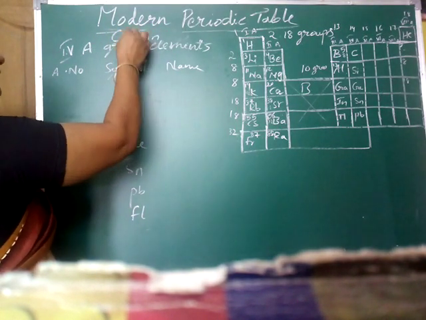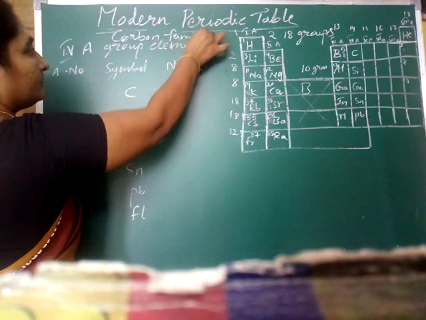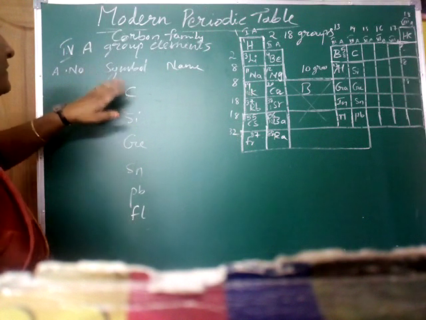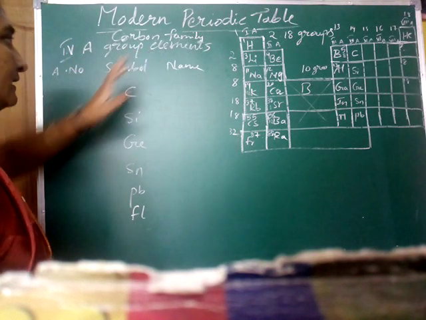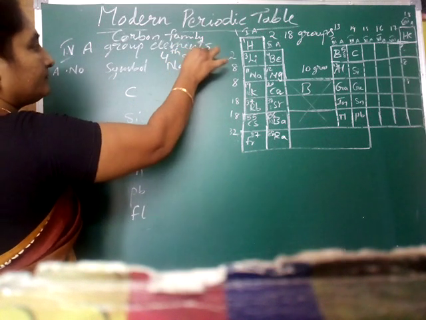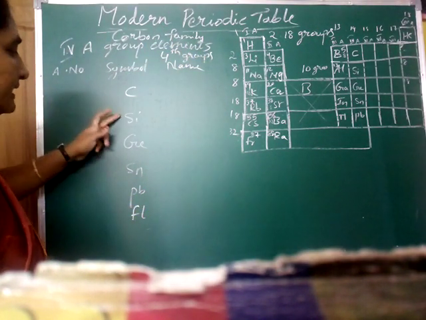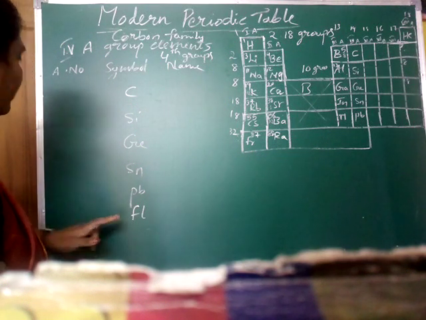Carbon family. Keep it in your mind. Okay, another name is there: 4th A group elements, 4th group elements. Okay, carbon family: carbon, silicon, germanium, tin, lead, flerovium.